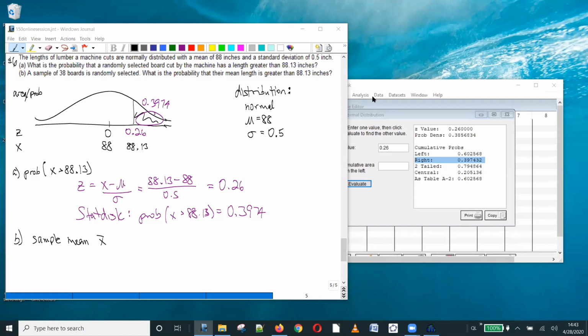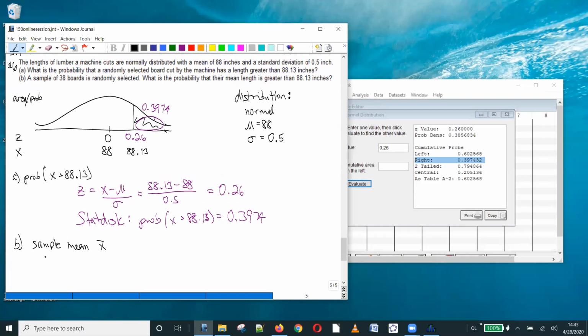Okay. So remember that a sample mean is x bar. So what this question is asking is, what is the probability that x bar is greater than 88.13? So when you take a sample, a couple things happen. First of all, you're asking questions not about x, which is an individual data value. You're asking about x bar, which is the value from the sample, which in this case is the sample mean.